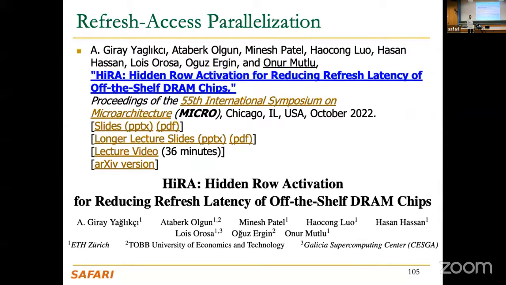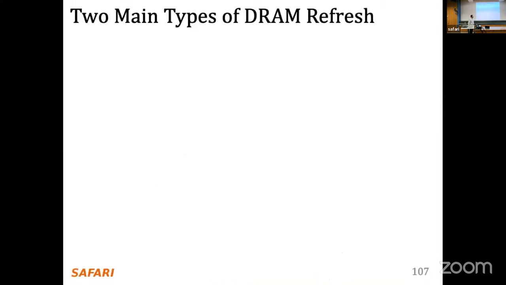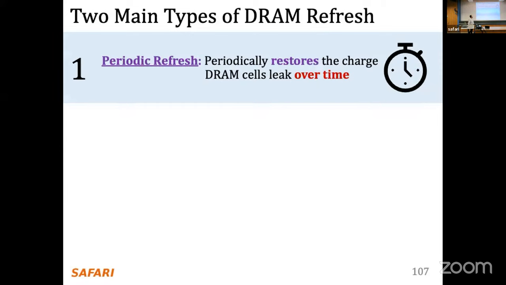Okay, so this is a paper, Hidden Row Activation for Reducing the Overhead of Refresh. There are two main types of DRAM refresh. The first one is the periodic refresh operations that we keep talking about today, that periodically restores the charge, because DRAM cells leak over time.